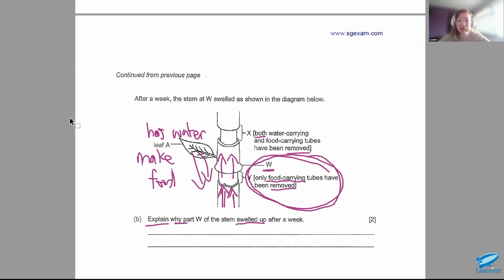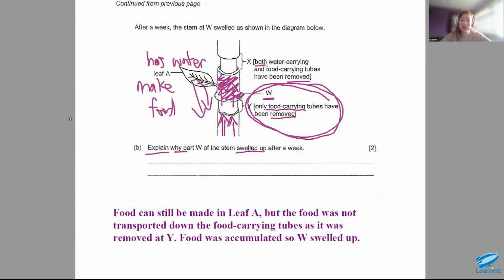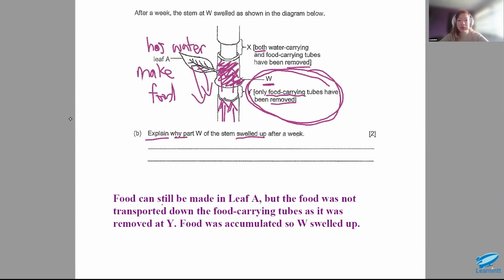Totally no. So after 1 week, it makes a lot of food accumulating day after day. The food is all stuck here at W. So of course it's going to swell up because the food is all stuck there. It's accumulated. Okay. So how do you write the answer? Food can still be made in leaf A, but it was not transported down, okay, as the food carrying tubes were removed at Y. Food was accumulated, so W swell up.